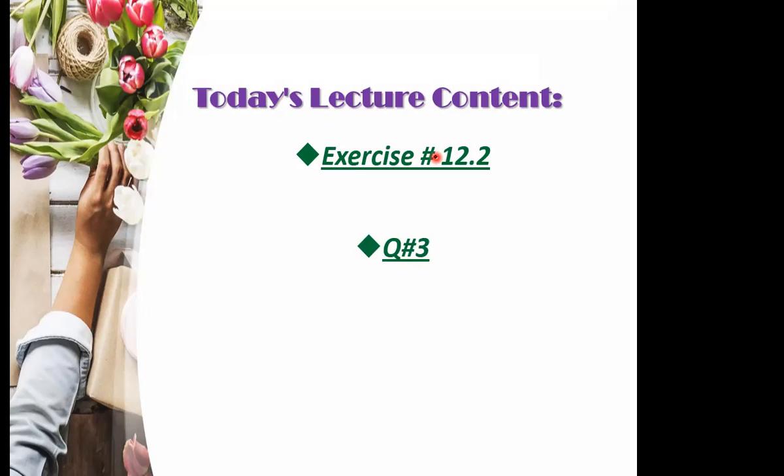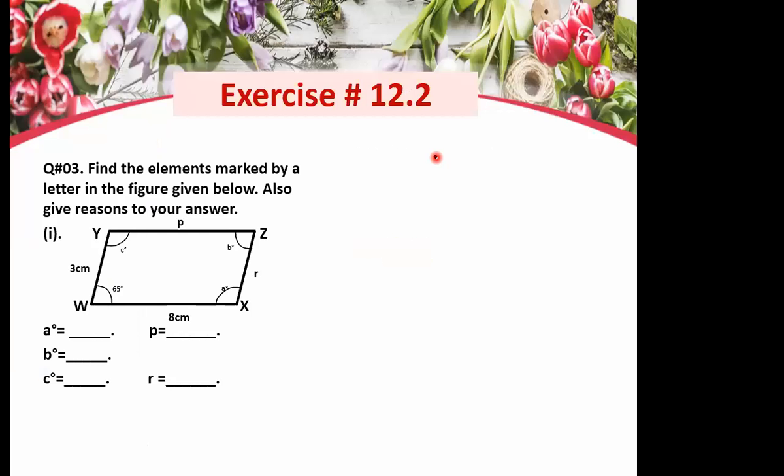Why are we not doing question number 1 and 2? Because question number 1 and 2 are fill in the blanks and true false, and those will be done by you. So that's why I'm going to start from question number 3. Now, this is question number 3 from exercise number 12.2. Look here. What is question number 3?